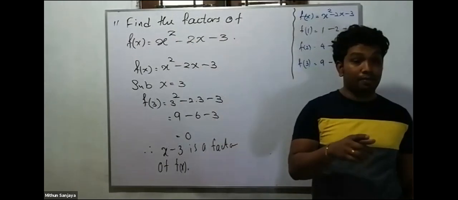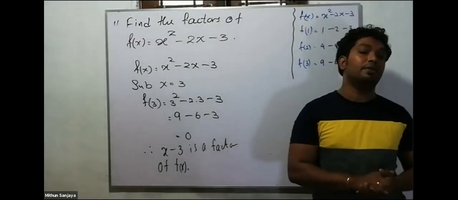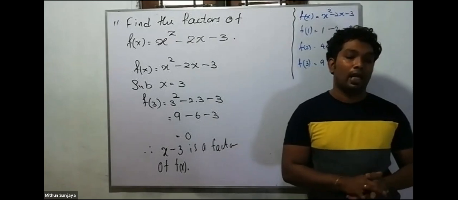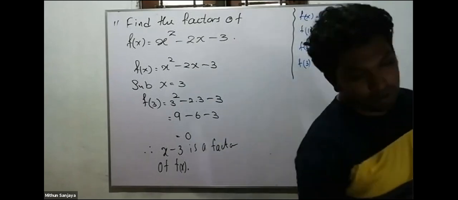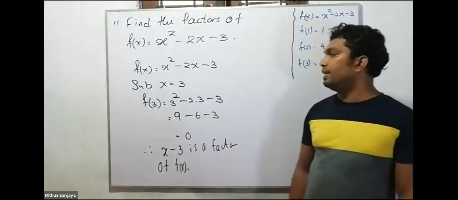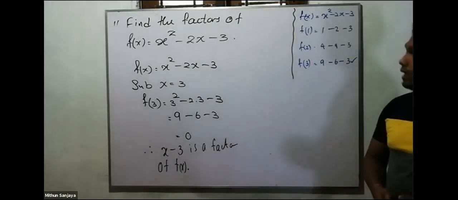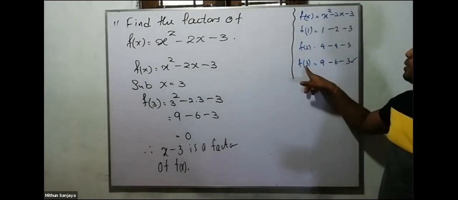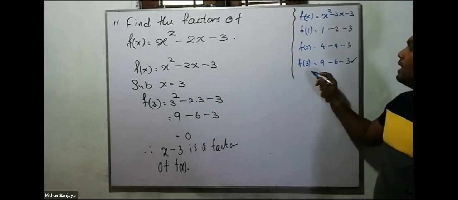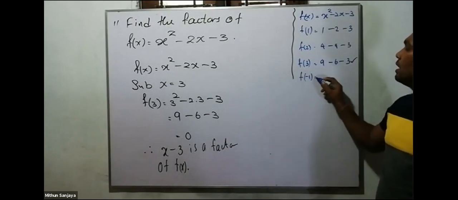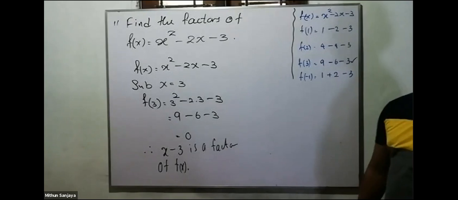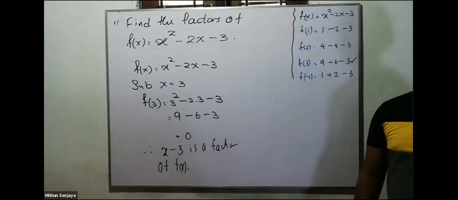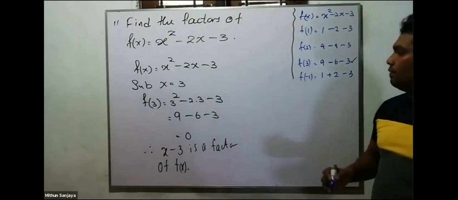If there is an x cube term, then the number of linear factors is 3, and we need to find the 3 factors. Now we have one of the factors. We need to find another one. We substituted positive 1, 2, 3. Now we start with the minus values. f(minus 1) is 1 plus 2 minus 3. Then we substitute minus 1. It also gives 0. Then we write it.